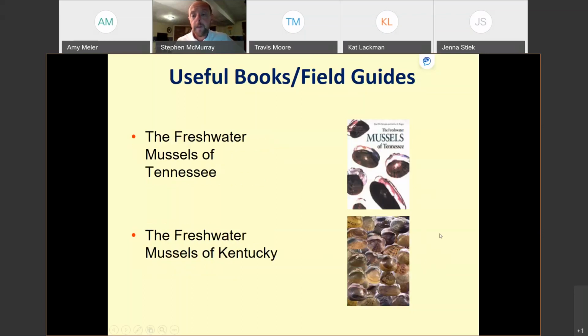Freshwater Mussels of Tennessee, for those of you that might be down in the Bootheel, and Freshwater Mussels of Kentucky, both of which have a lot of really good pictures of the different mussel species that occur in those states that we sometimes share with them. And so if you're down in Cape Girardeau or Kennett or even south of St. Louis, you're close enough to Kentucky and Tennessee that your mussels may actually look like some of the specimens that they photographed and put in those books.